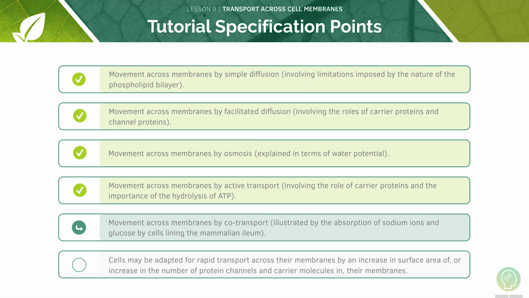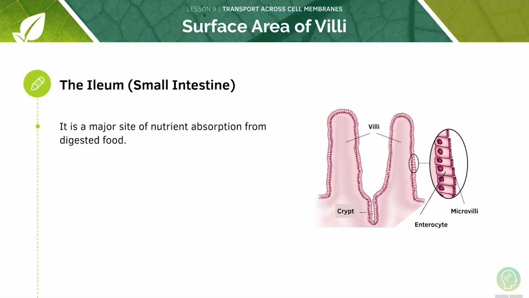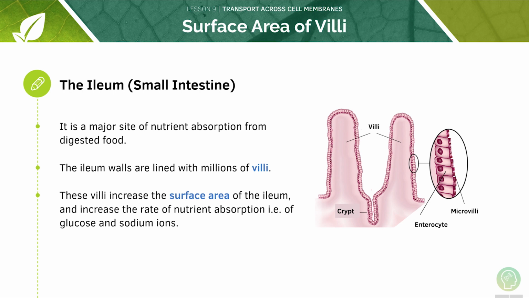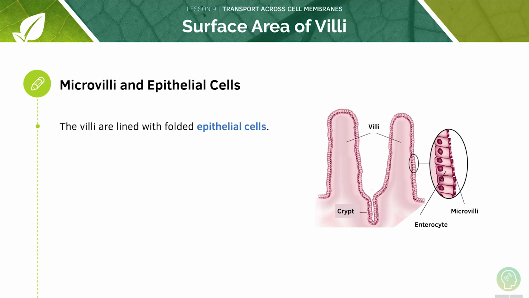Our next point is to look at co-transport. The small intestine is a major site of nutrient absorption for digested food. The ileum walls are lined with millions of villi. Villi are small structures whose inner surfaces are folded. Through being folded, the villi increase the surface area and rate of nutrient absorption, for example, of glucose and sodium ions. The villi are lined with folded epithelial cells.